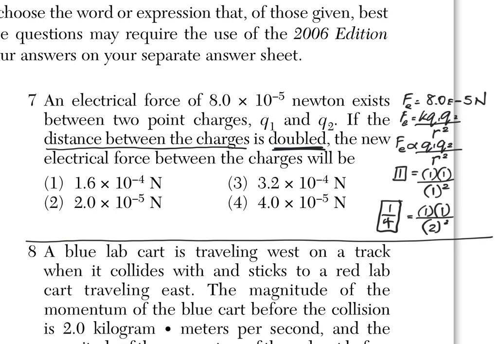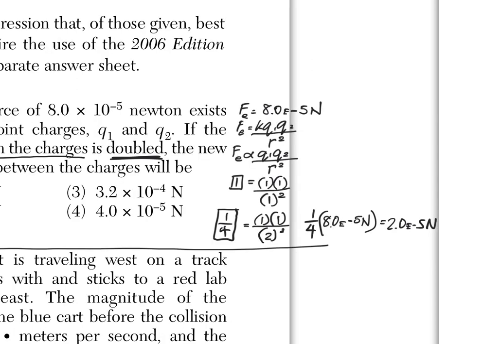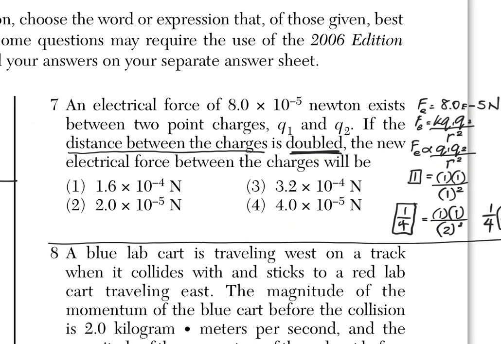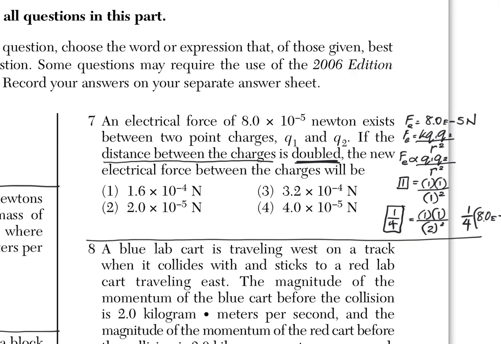So the force was 8 times 10 to the negative 5. And so a quarter of 8 times 10 to the negative 5 is 2 times 10 to the negative 5. And so that gets us choice 2. Another thing you can consider is that if you increase the distance, the force is going to decrease. So I'm going to have a smaller force. So that eliminates choices 1 and 3. 10 to the negative 4 is larger than 10 to the negative 5.